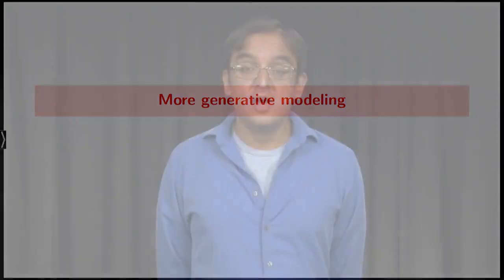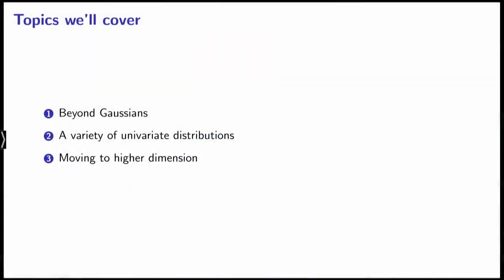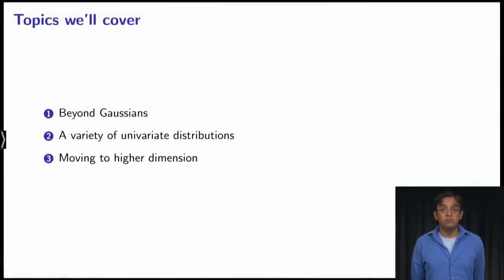We've been talking a lot about building classifiers by fitting a Gaussian distribution to each class. What we'll do today is to look beyond Gaussians at more general kinds of generative modeling. We'll start by looking at a variety of other popular one-dimensional distributions, and then we'll see how we can combine these to deal with higher dimensional data.